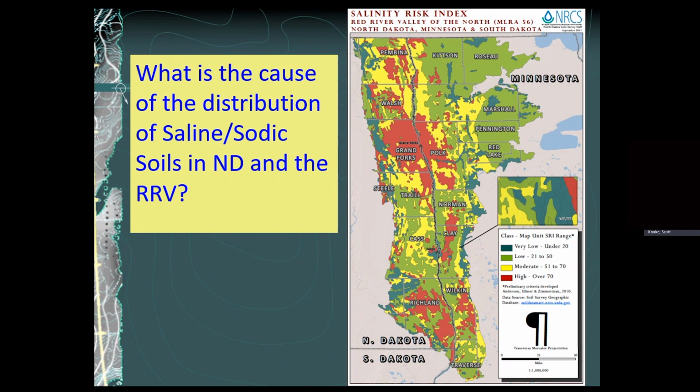And the NRCS did a study several years ago in the Red River Valley, and all that red is potentially saline or salt affected soil. I don't have a similar map for the Devil's Lake area, but I suspect it's not that much different. Remember, this is potential. That doesn't mean that they all are. It's just that those are areas where salt has accumulated.